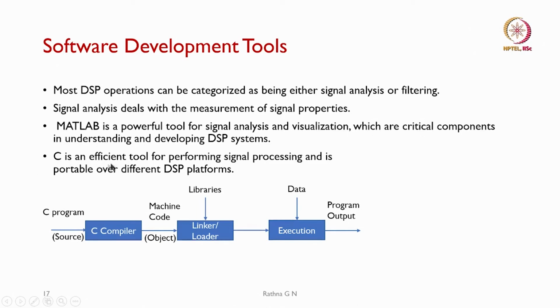We say C is an efficient tool for performing signal processing and is portable for different platforms, DSP platforms, as we have said. My input is going to be a C program, which is the source code I will be giving. I have to use the compiler here and generate the object code, which we call machine code or assembly code, link it with the libraries, and then load the code onto the hardware. The data that has to be input is taken from the input, and then we do the execution here. So, I will be getting the program output here.